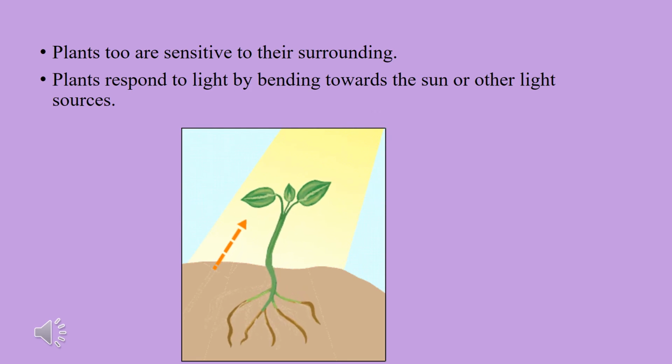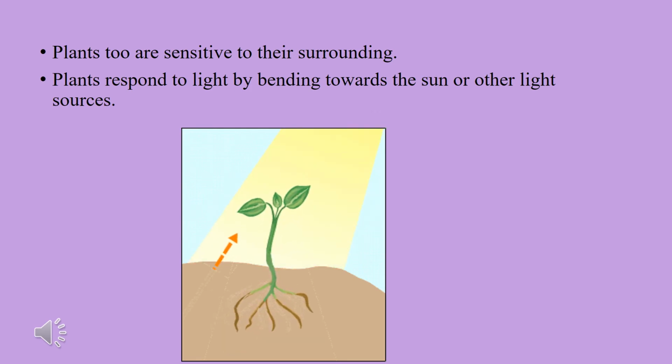Plants are also sensitive to their surroundings. For example, green plants grow towards sunshine. Plants respond to light by bending towards the sun or other light source.